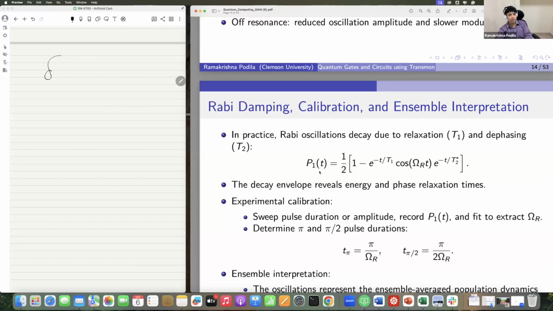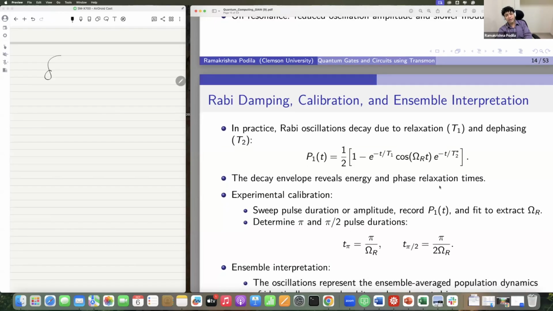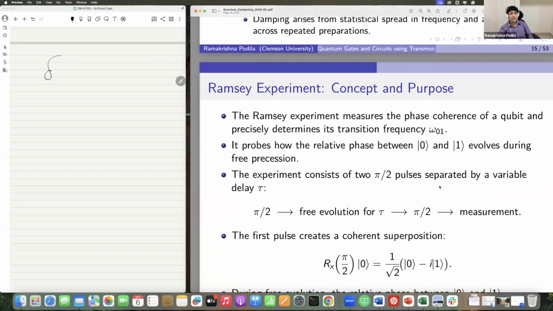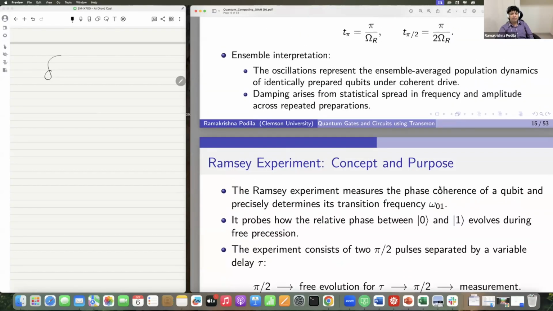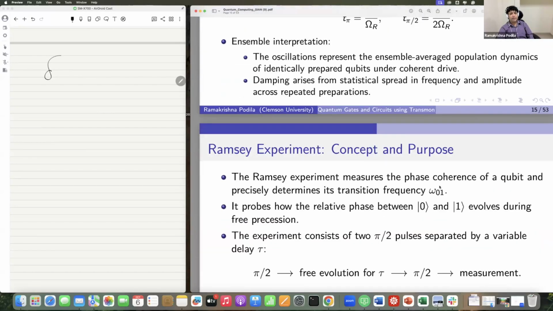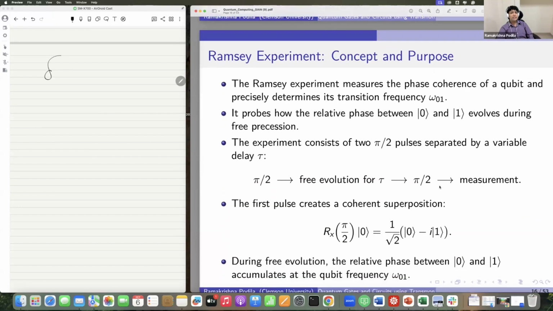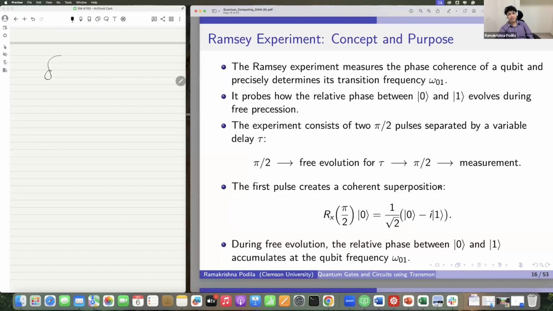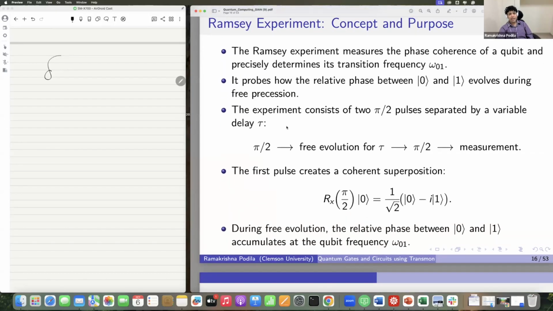The first thing you would do is Rabi damping, calibrate, and understand what is the difference between the zero and first energy levels. Then there is another experiment, a Ramsey experiment, and this measures the phase coherence and also determines the transition frequency. You apply pi/2, let it evolve freely, and then apply another pi/2 pulse and measure it.